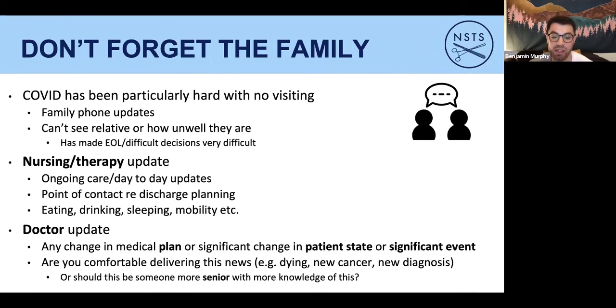But if anything has changed significantly in their plan, or how they're doing, like if they're becoming unstable or deteriorating, or they have a significant event that the family need to know about, such as a fall, or worse, or a death, that should probably come from a doctor rather than the nurses.